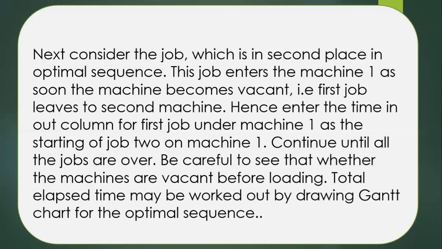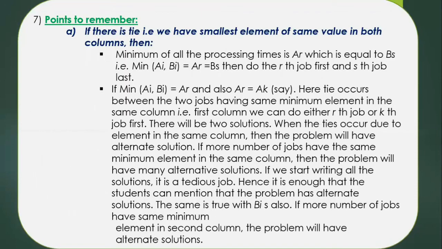And finally, we have points to remember as well, especially if we will employ this method. Remember, if there is a tie, for example, we have smallest element of same value in both columns, then minimum of all the processing times is A sub r, which is equal to B sub s. For example, minimum A sub i, B sub i equals A sub r equals B sub s. Then do the rth job first and sth job last.